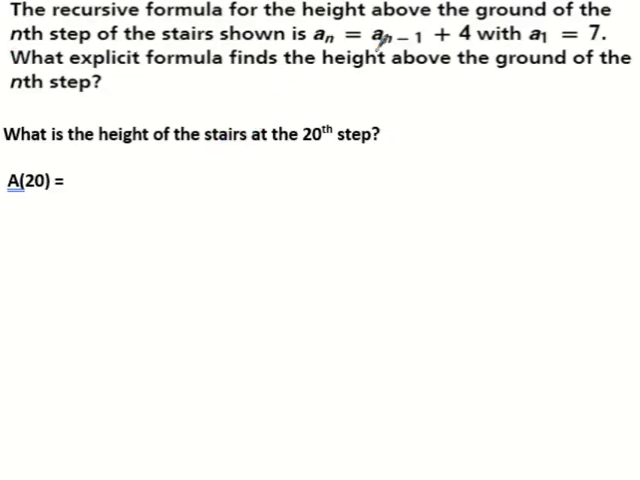Now, sometimes you're going to be given the recursive formula, and you're going to have to write an explicit formula from it. So here I have my recursive formula, and I have all the information I need from it. My first term is 7, and my common difference is 4. So now I'm just going to plug that into the explicit formula, because again, with the explicit formula, it's really easy for me to figure out what the 120th term is. I can just plug it in. So I'm going to take my first term, add it to n minus 1 times that common difference, and then I can just simplify from here.